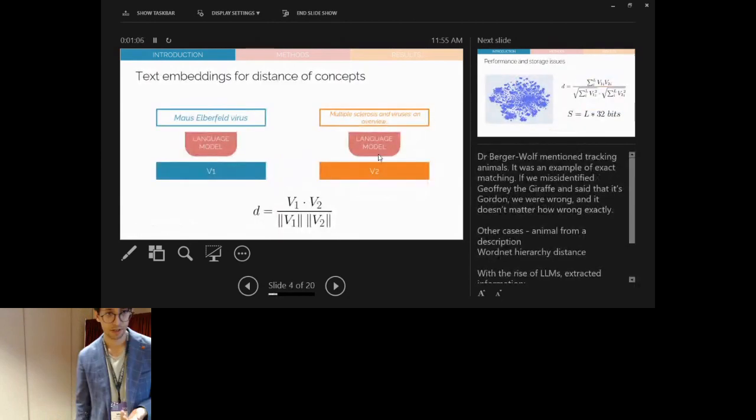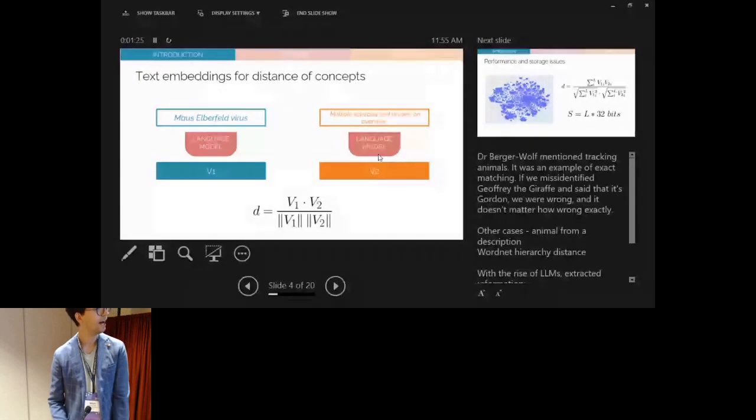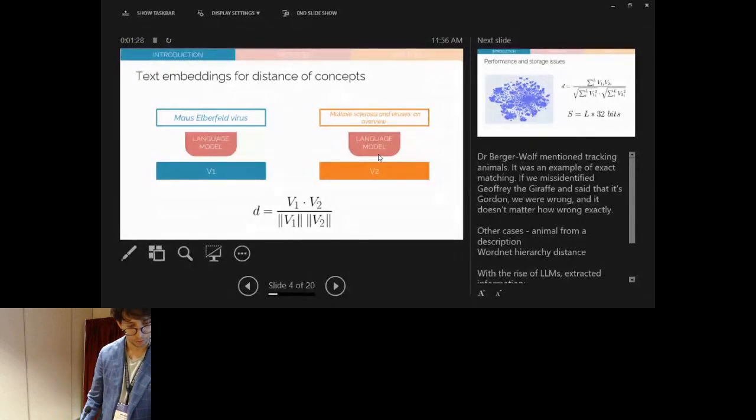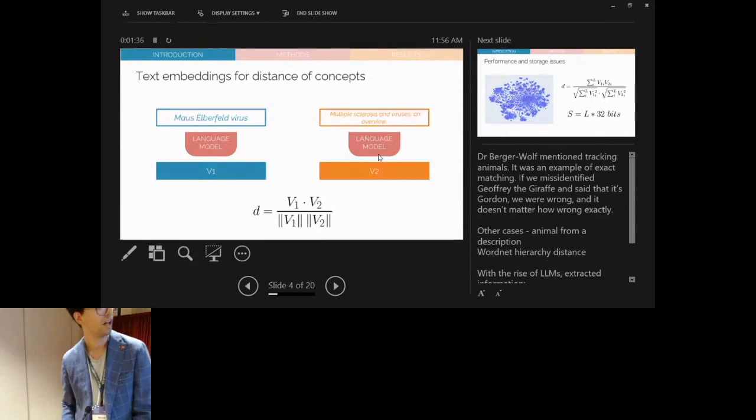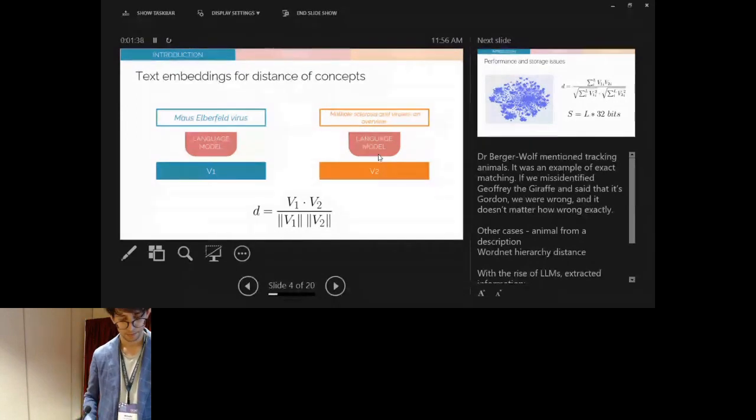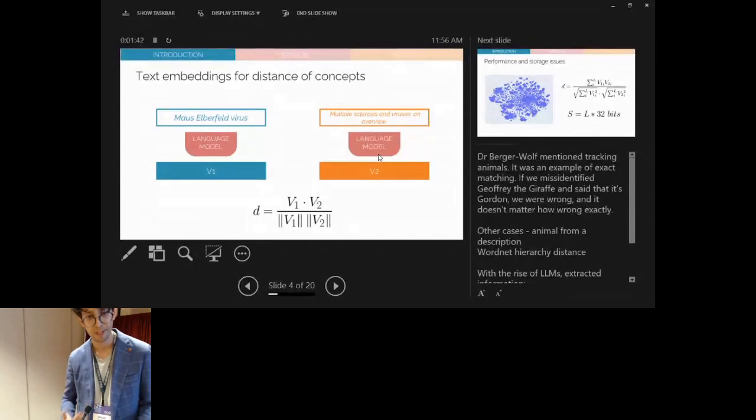So, yesterday during the keynote speech, Dr. Berger-Wolf mentioned the problem of tracking animals. And the problem that she was talking about is a great example of the exact mining, because if we have a photo of a giraffe, and we say that on the photo we have Jeffrey the giraffe, and actually it is Gordon the giraffe, then it doesn't matter that they look very alike and that they are cousins. We made a mistake. Those are not the giraffe that we are meant to find. And, well, we were just wrong.